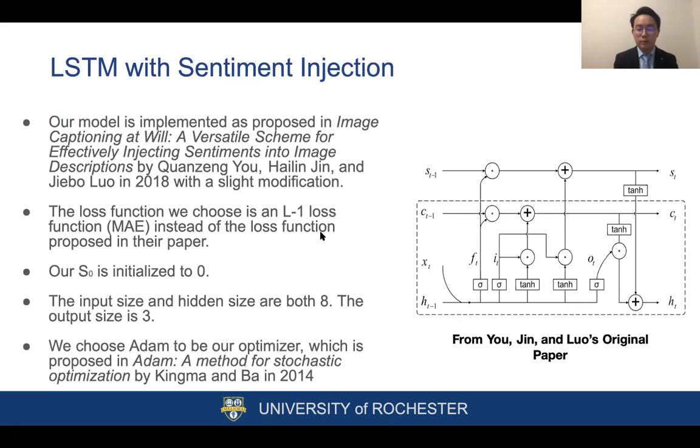As you can see in the graph, what's inside the box is a standard LSTM model, and what's outside is a memory cell for sentiments. We basically implement it as proposed in the Yujin and Luo paper, but there are slight differences. First, we did not use the loss function proposed in their paper since we do not need to calculate the loss function for sentiments. Instead, we choose to use an L1 loss function, MAE, as our loss. Our S is not initialized as 0. The input size and the hidden size are both 8 and the output size is 3. We also choose Adam as our optimizer.